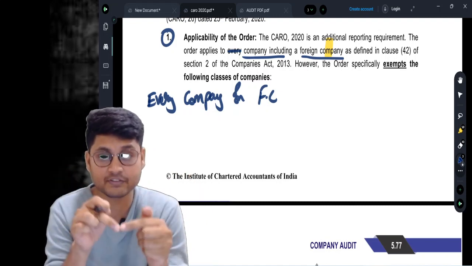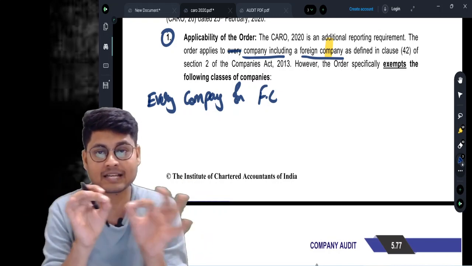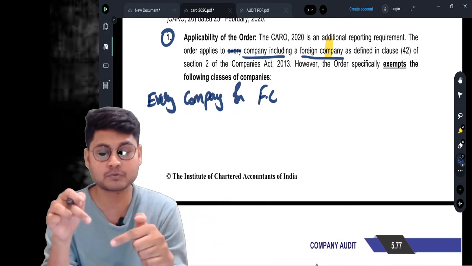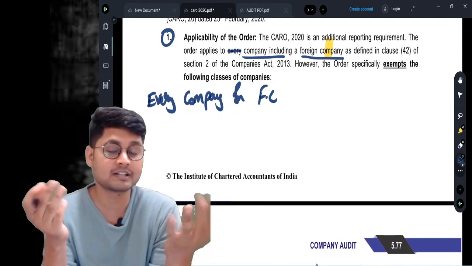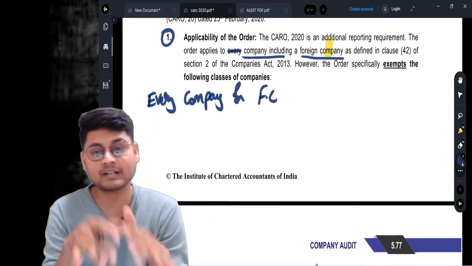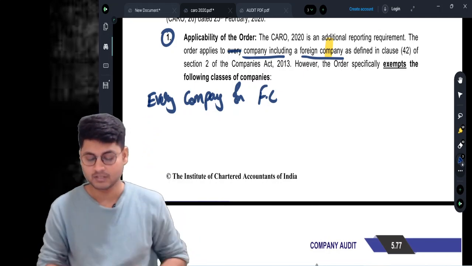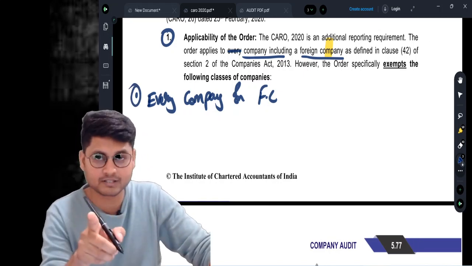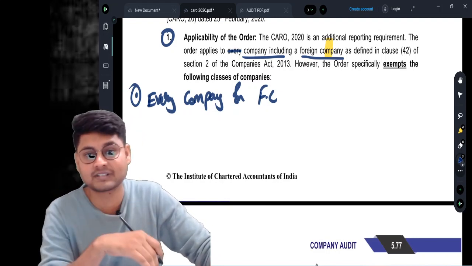However, this order specifically exempts a few companies. For those companies, CARO 2020 is not applicable, and there is no additional requirement for them as per CARO 2020. If they are regulated by any other authorities or laws, then they need to follow that law, but not the Companies Act. So this is the first, general point: it is applicable for all companies including foreign company. Let us now discuss the exempted companies for which CARO 2020 is not applicable.